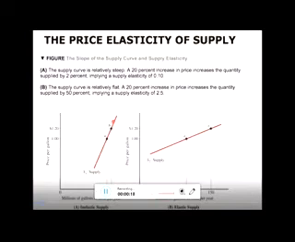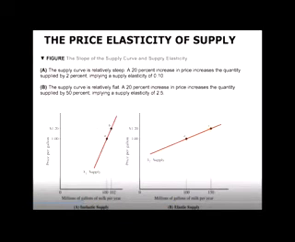Here are two supply curves we might look at. And this is a relatively steep supply curve compared to this relatively flat supply curve. So if we look at the price elasticity of supply, for this supply curve, we can see that the percentage change in quantity is relatively small compared to this percentage change in price. Meaning the supply curve, or the quantity supplied, is not very responsive to changes in the price level. This is an inelastic supply curve.